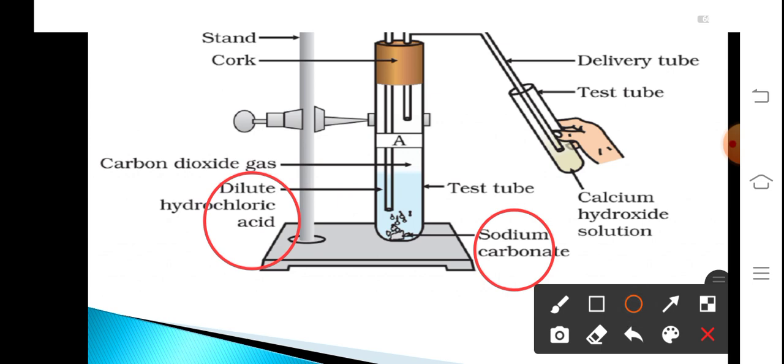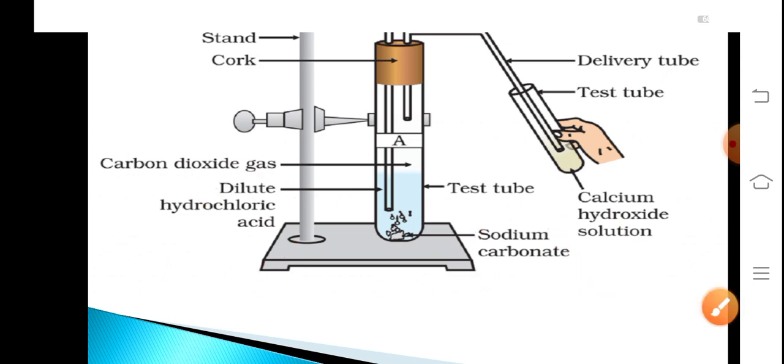We bubble the carbon dioxide which is evolved through the calcium hydroxide solution. So whenever carbon dioxide is treated with calcium hydroxide, it forms an insoluble precipitate of calcium carbonate, which is white in color. And therefore, we can say that whenever carbon dioxide is passed through lime water, that is calcium hydroxide, the lime water turns milky. This is the characteristic test for carbon dioxide.